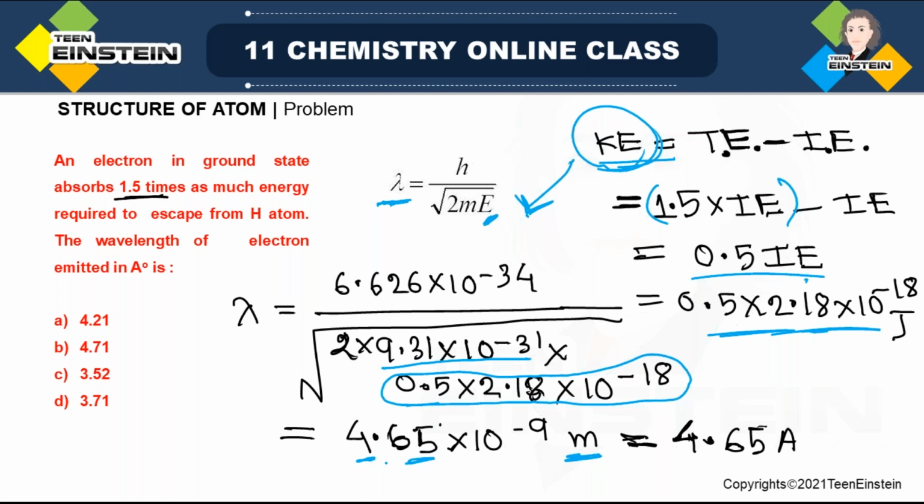Now 10 to the power minus 9 meter is 1 angstrom. So that is why when you are converting it, it will be this value of angstrom, and it is closely matching with the second option, that is 4.71. So that is why this should be the correct option. It is close to.